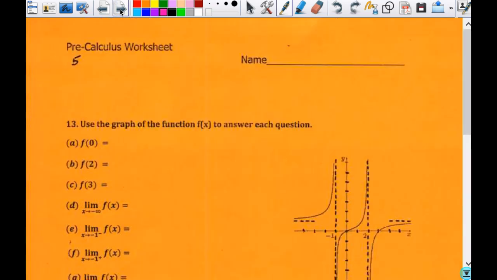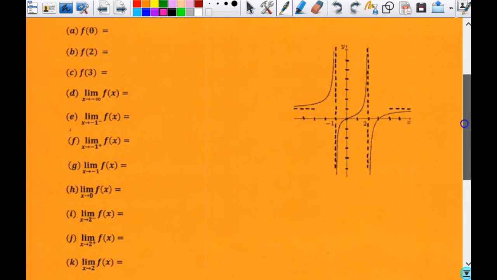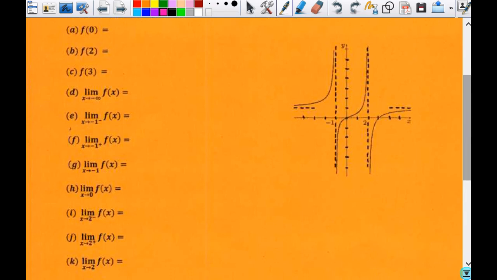All right, on the back. F of 0. Okay, so when x is 0, y is 0. When x is 2, I don't have a y value because that's an asymptote, so it does not exist. When x is 3, 1, 2, 3, then y is 0. All right, so now limits.